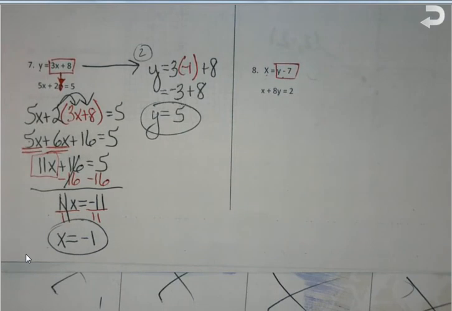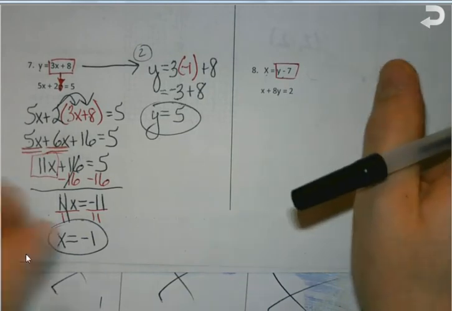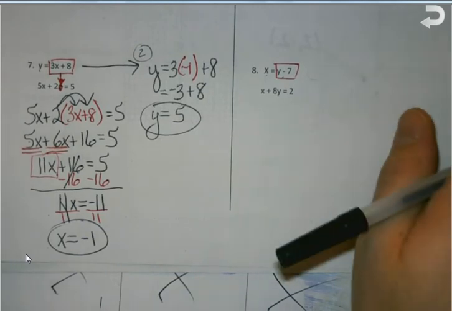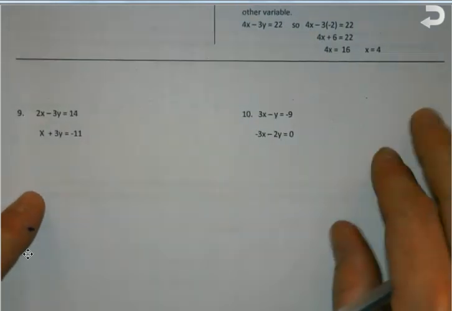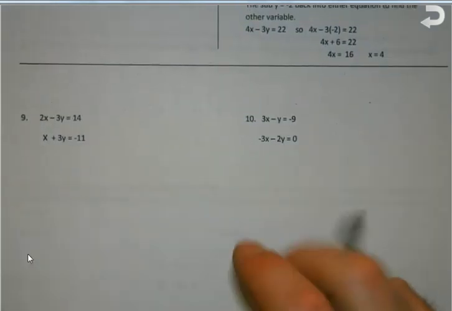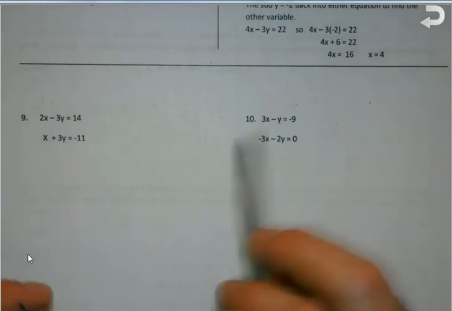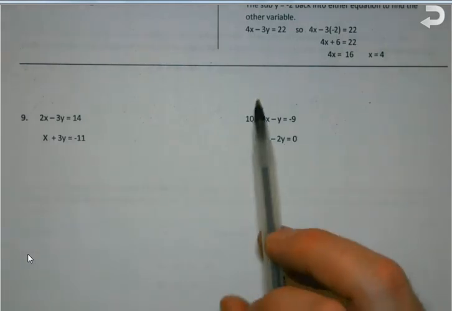Now we're actually done with that problem. So when we get away from substitution, we move our way into elimination. Now again, it has an example up there of one where I've got to multiply.